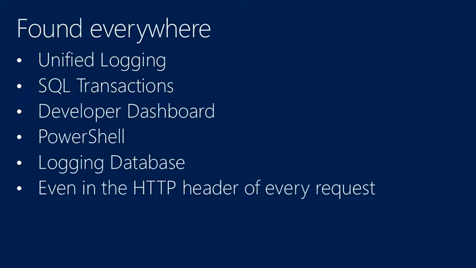It's found absolutely everywhere. So it's found in ULS. It's even stamped into SQL transactions. So if you run a profile against SQL while SharePoint's running, you'll see a SP request GUID in there. You'll see it in the developer dashboard, in PowerShell, inside the logging database, and even in the HTTP header of every single request back and forth to your SharePoint server. It's stamped in there.